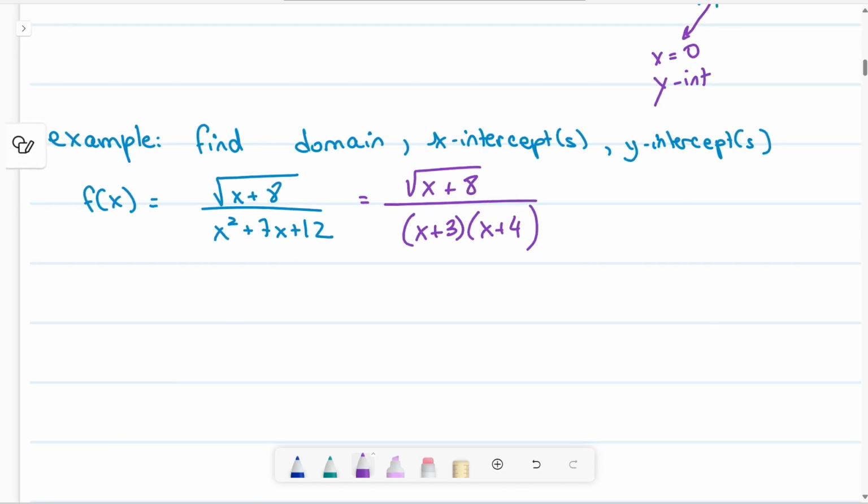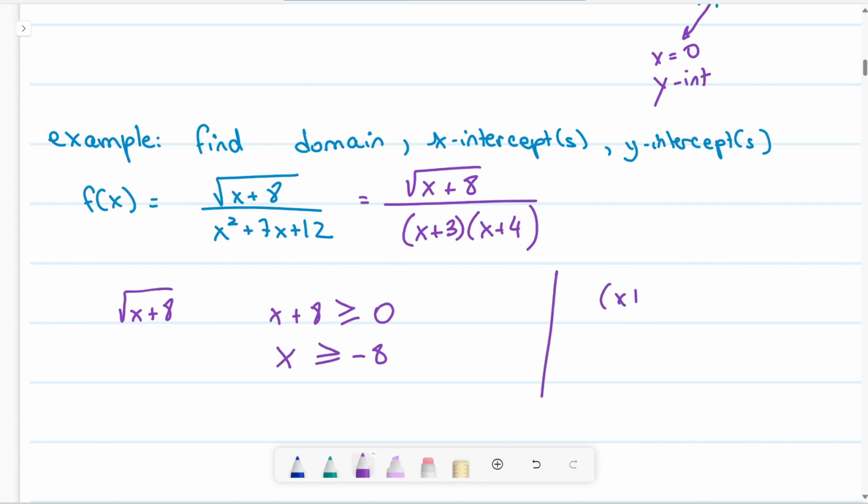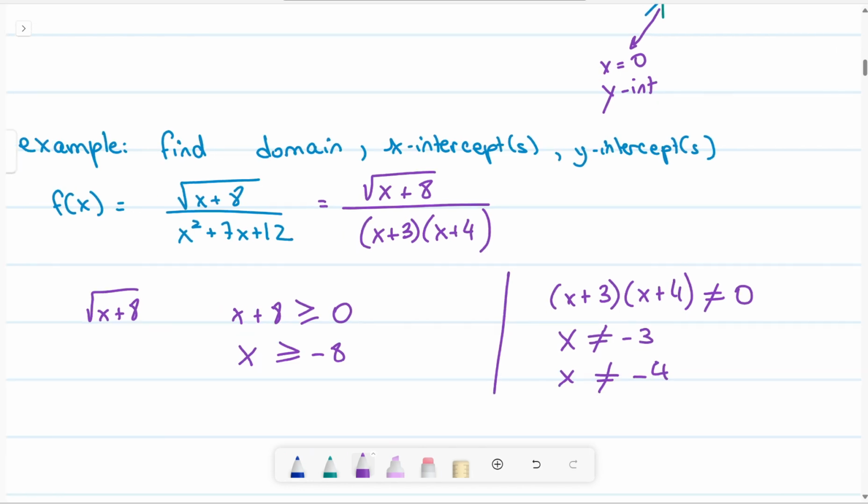Now, we have to put restrictions in order to be able to find the domain. So let's look at the numerator first. Numerator, we have a square root. So x plus 8, everything inside the square root has to be greater than or equal to 0. So x is greater than or equal to negative 8. Now let's look at the denominator. We have x plus 3 times x plus 4. Denominator should not be 0. So x should be different than negative 3, and x should be different than negative 4.